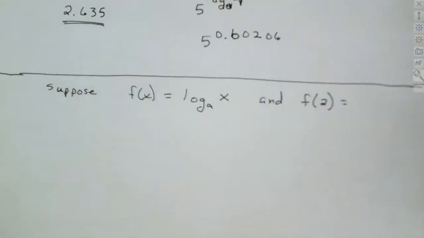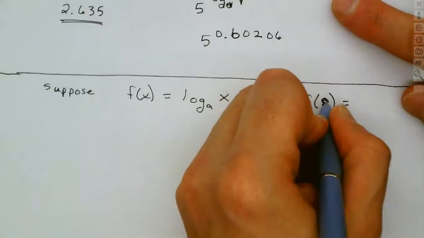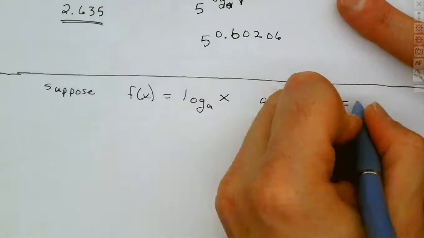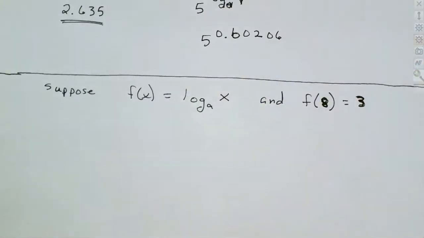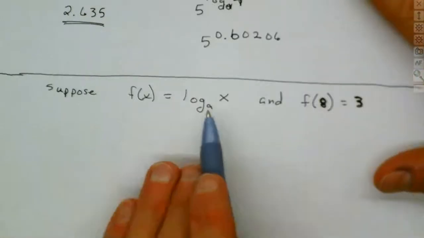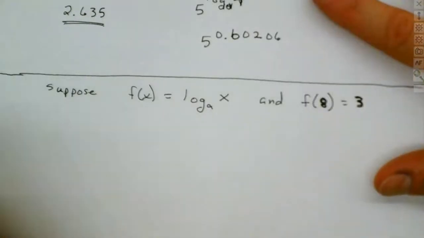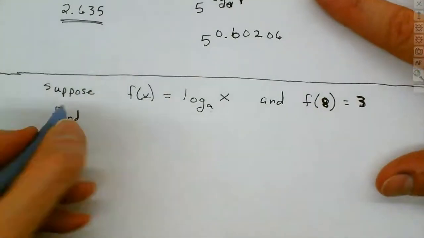Let's see here. How about f of 2? Yeah, let's make that an 8. Equals 3. Let's plug that in. Okay, now I want you to find the base. So if I was to plug this in, I need to figure out the base. So if I give you this, I want you to find the base. So find the value of a.